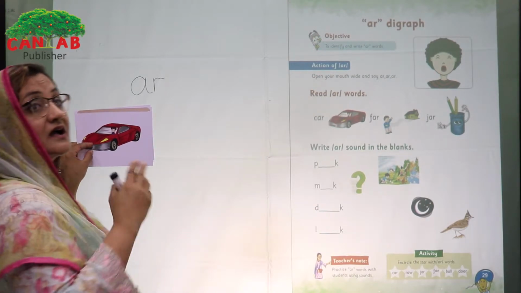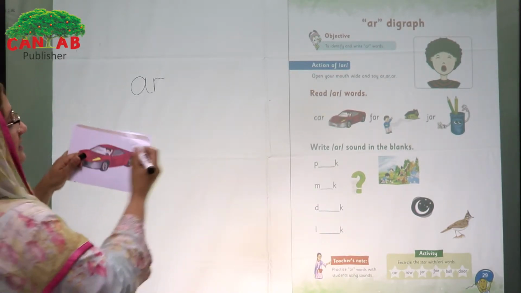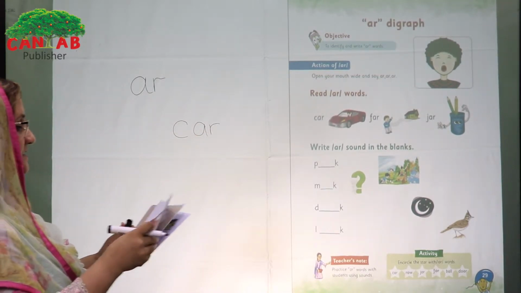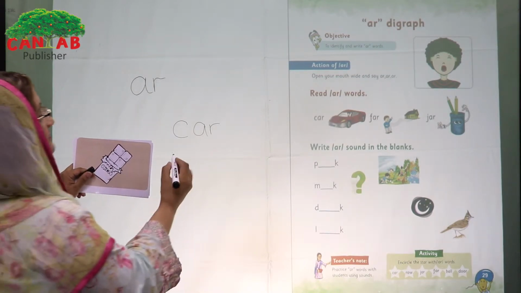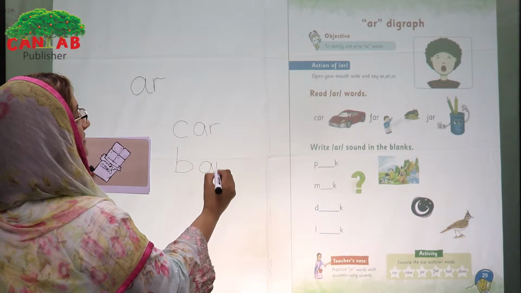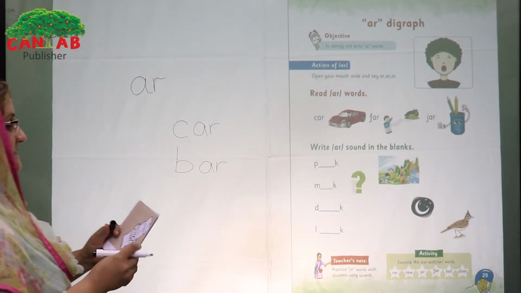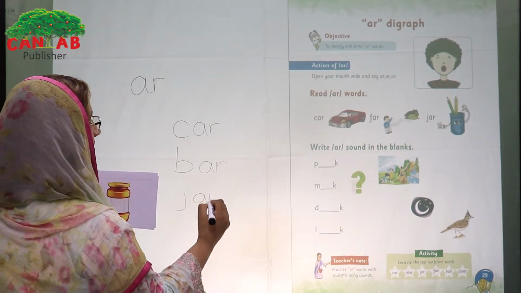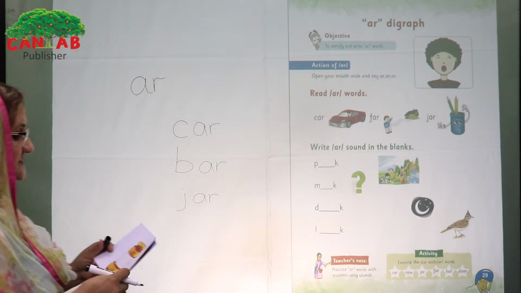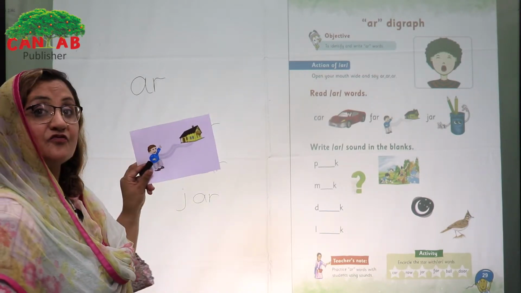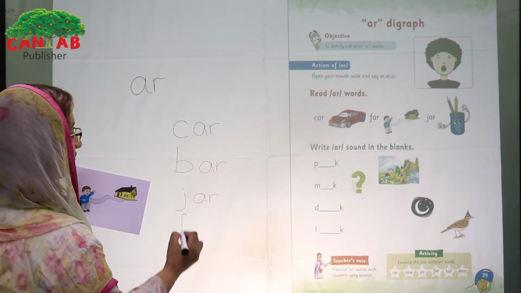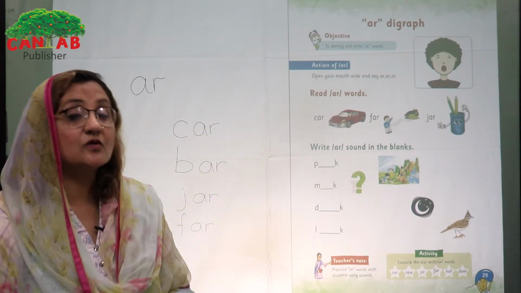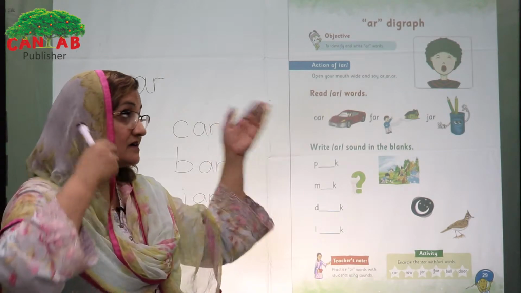This is a car. R. Car. Now look at here. Bar. R. Bar. Now look at here. Jar. R. Jar. Now look at here. What is this? Far, far, R, far, far. You can do this with all of the other objects having the R sound.